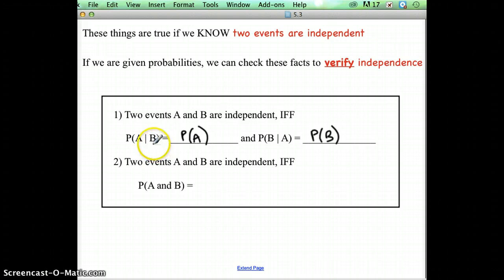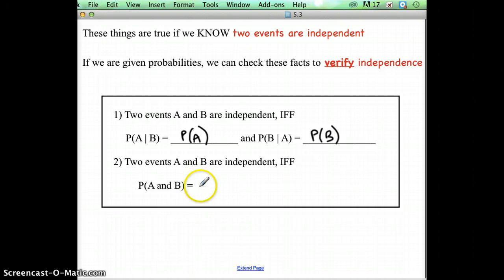So that's why we only need to focus on the probability of A. Over here, probability of B given A. Well, if they're independent, A does not affect the probability of B happening. So this equals the probability of B. What we're given does not affect what probability we're currently trying to find because they're independent.